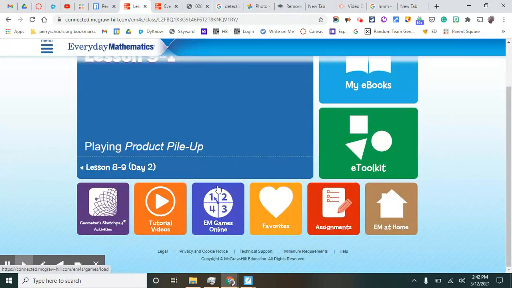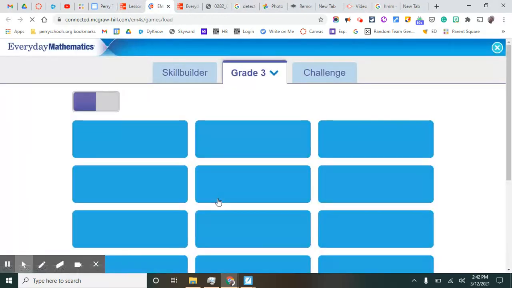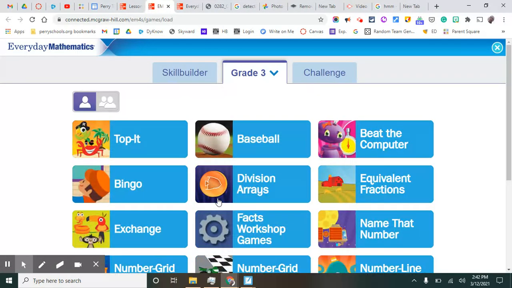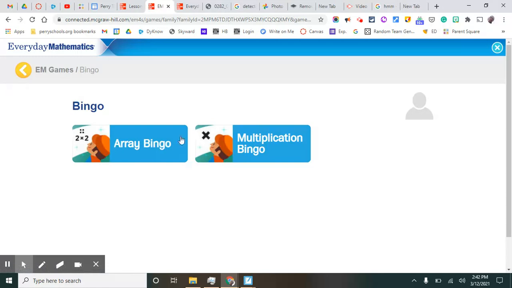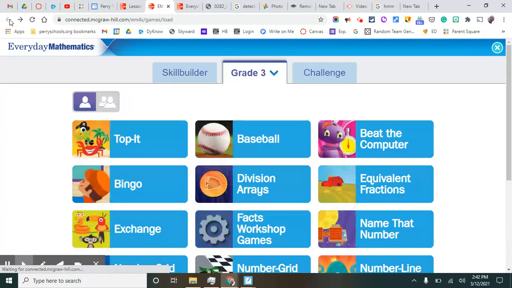And then we're coming down to EM Games. Which one did I just pick? EM Games. Now, watch carefully, because I know these are all the 3rd grade games. And there's a game that says bingo. But when we click this bingo, we do not see factor bingo. We see array bingo and multiplication bingo. You can play those on a different day, but not today. We are looking for factor bingo. Watch, watch, watch. Are you watching?